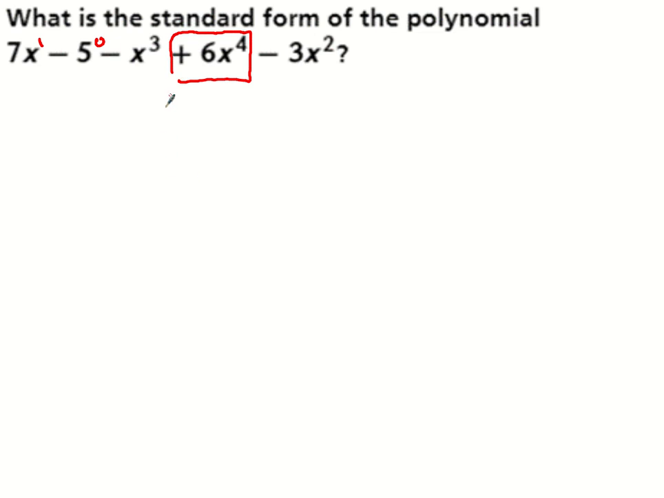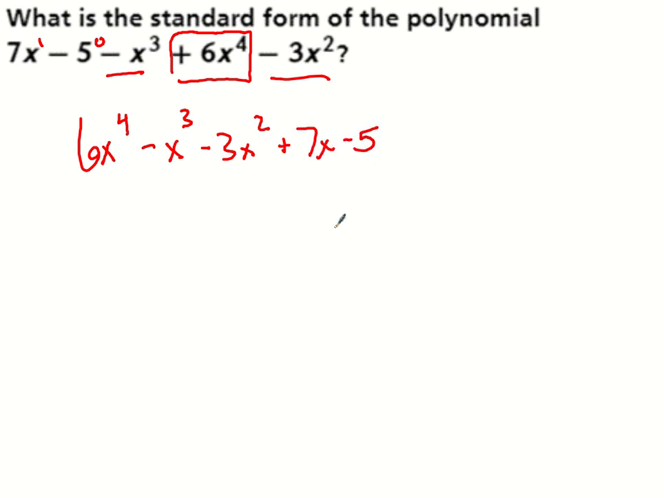So if I wanted to rewrite this in standard form, I'm going to put the positive 6x to the 4th power first, and then I'll go down. Next is x to the 3rd power, and next I got negative 3x squared. Next I got positive 7x. I don't need to write to the 1st power, and then finally we always have our constant last. This is in standard form. Whenever we work with polynomials, we always write our final answers in standard form. They have to be in standard form. If they're not, they would be considered incorrect.